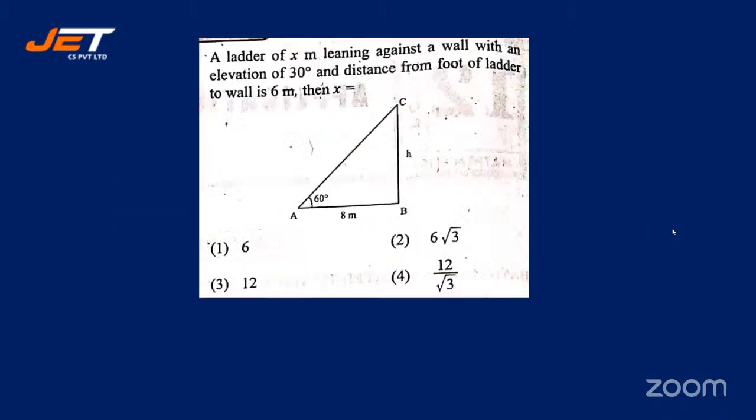See the next question. A ladder of x meter leaning against a wall with an elevation of 30 degrees and distance from foot of ladder to wall is 6 meters. Then what is x?